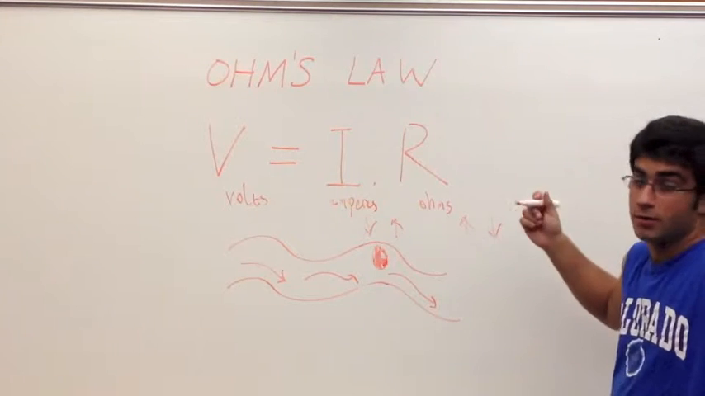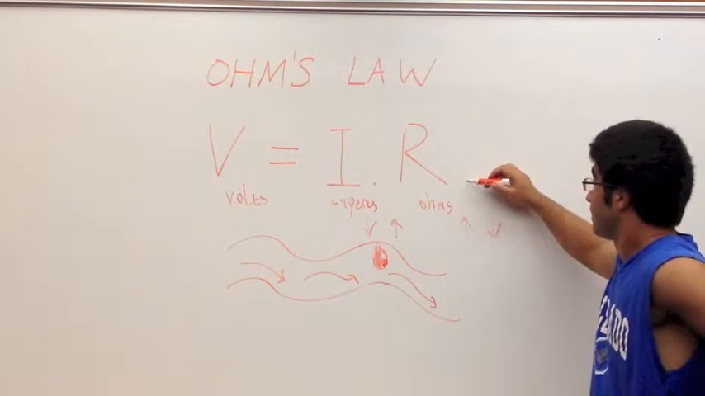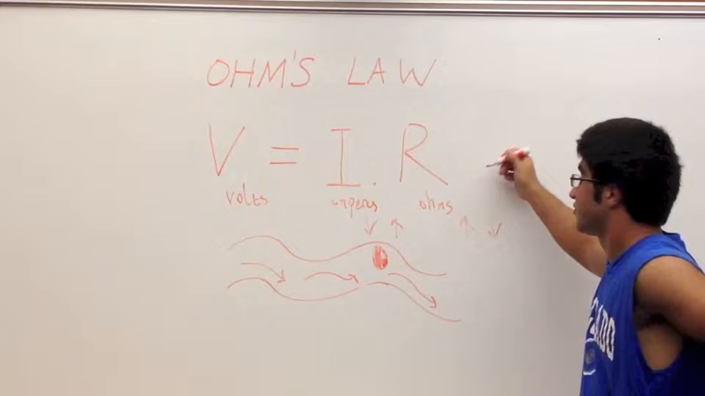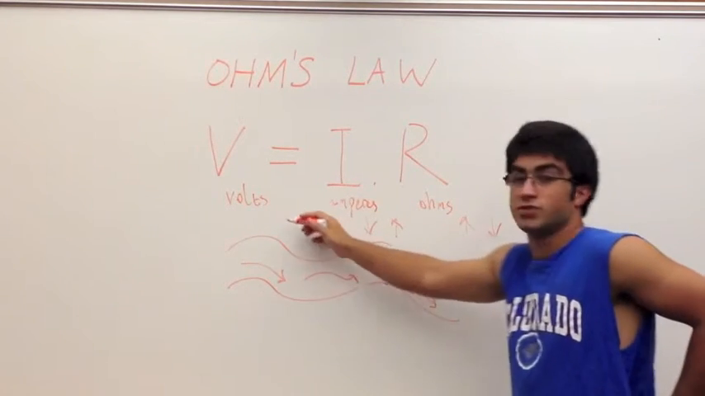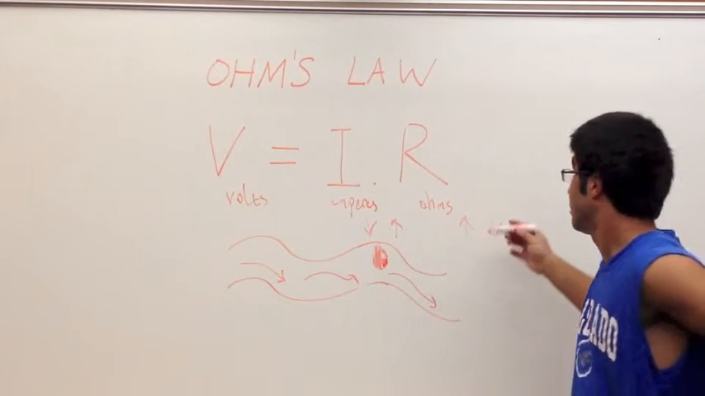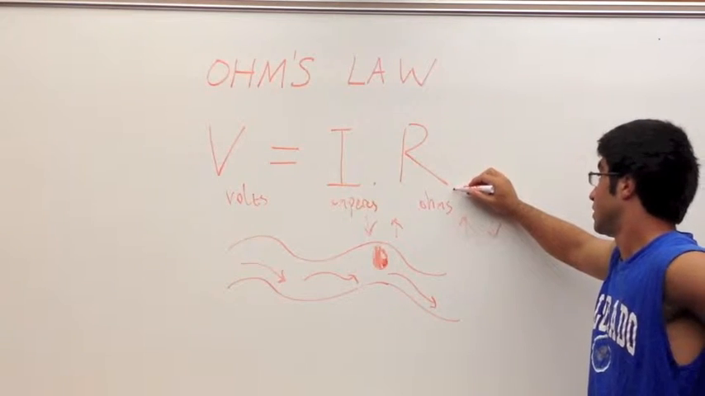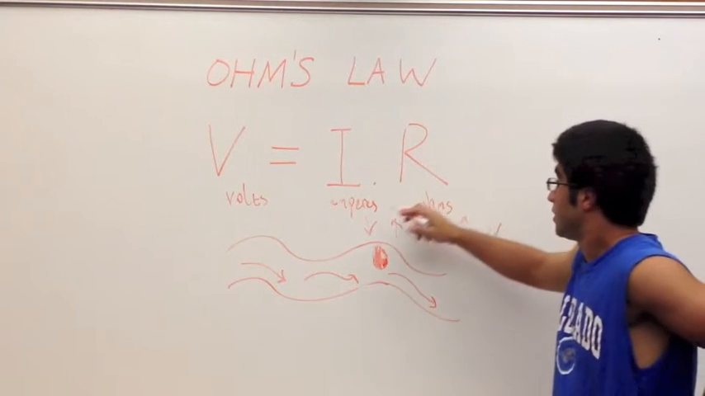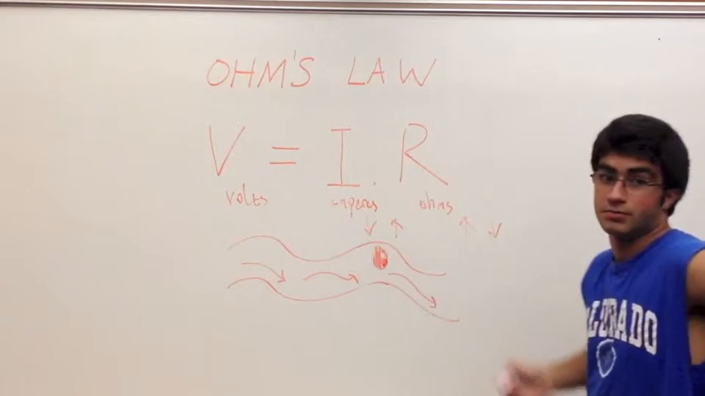In the equation, that's how we explain it. And in an electrical system, voltage will stay the same because we never touch the battery, but we change the resistance, and therefore the current changes too.